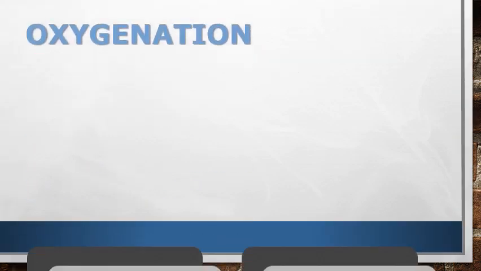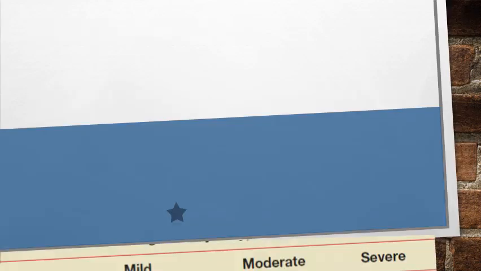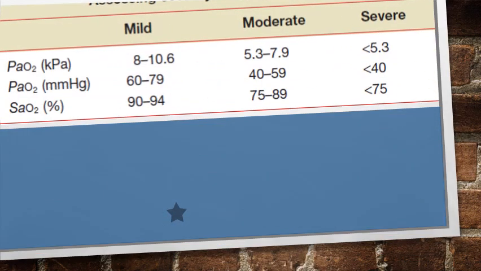How to comment on oxygenation? We have two figures for it. The first figure is the PO2 or partial oxygen pressure, and the second figure is the oxygen saturation. You must know the normal figure to know the abnormality. The normal PO2 tension is more than 80 millimeters mercury. The normal oxygen saturation is more than 95%. Less than this is called deficiency of oxygenation, or hypoxemia, or what's called type 1 respiratory failure. So if the PO2 tension or oxygen saturation is below this figure, the patient has hypoxemia or type 1 respiratory failure.